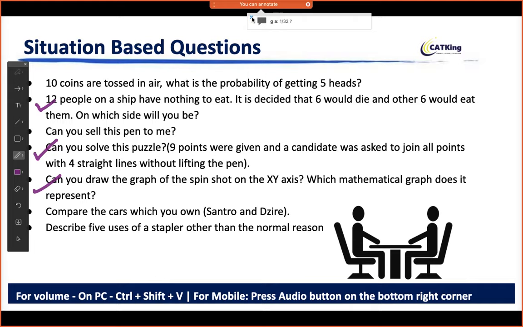Great. Now, some very simple situational questions which come across everybody, like selling a pen, are very common these days. Look at the last two questions here. The second last one says, compare the cars which you own. Let's assume you are someone who has a Santro and a Desire. So, what will you talk about? Think of this. If I'm giving you this question, what would you all answer? Compare the cars you own. You have 30 seconds to give this answer, right?